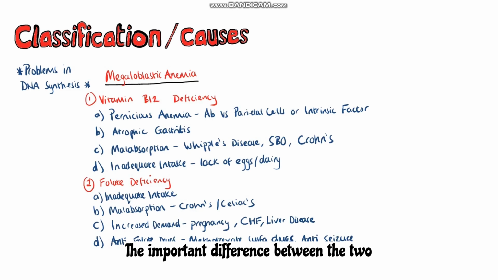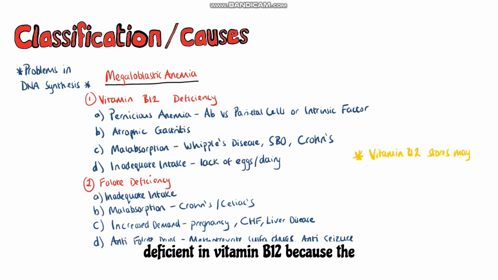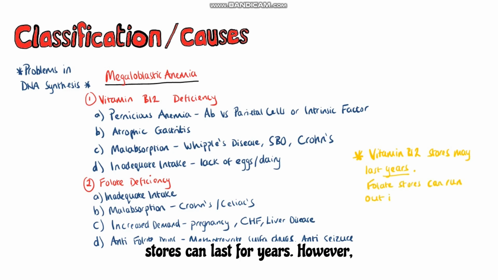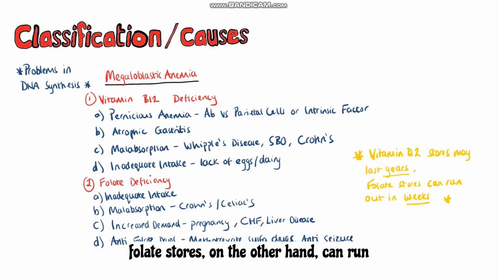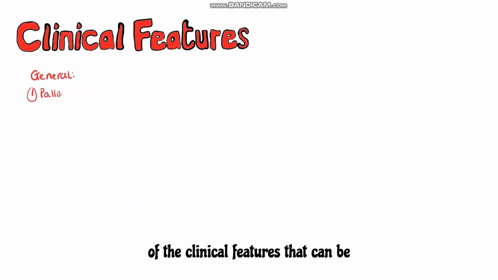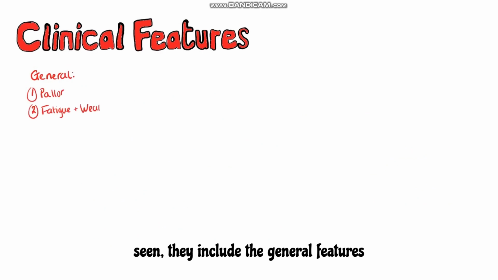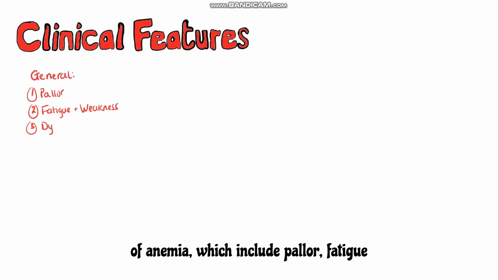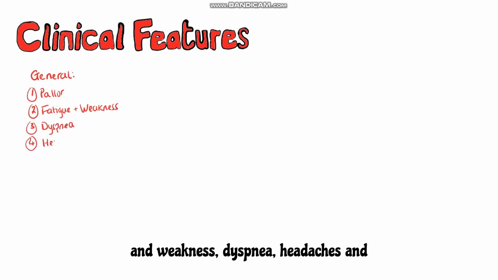The important difference between the two is that it takes a long time to become deficient in vitamin B12 because the stores can last for years. However, folate stores, on the other hand, can run out in just a few weeks. In terms of the clinical features that can be seen, they include the general features of anemia, which include pallor, fatigue and weakness, dyspnea, headaches, and dizziness.